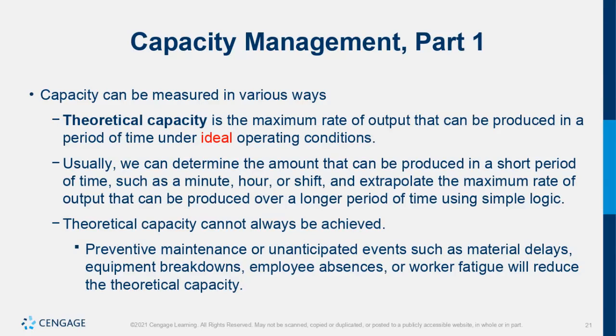So continuing in chapter 10, just a brief review before we get into a little new material. The chapter is about capacity, capacity management, the ability of a machine or an entire company or a worker or a process to produce product, and that could be a good or a service. So yesterday we spoke a little bit about theoretical capacity, and you will remember that that's kind of capacity in a perfect world, the maximum rate of output that can be produced in a period of time under ideal operating conditions. And then we went on to say that that rarely happens.